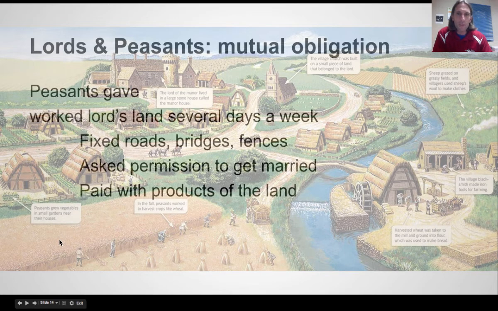So this is also a system of mutual obligation. The peasants give the lord work several days a week. They fix whatever needs to be fixed around the manor, whether it be bridges, fences, or roads. They also were limited in how much power they had. They had to ask permission to get married. And they paid their way by giving products of the land. So like 6 out of 10 hogs would go to the lord. One tenth of what they would produce went to the church. If you wanted to use the Lord's mill, you had to pay with so many sacks of grain. And so there was a price to be paid for living, although you did get protection out of the deal.